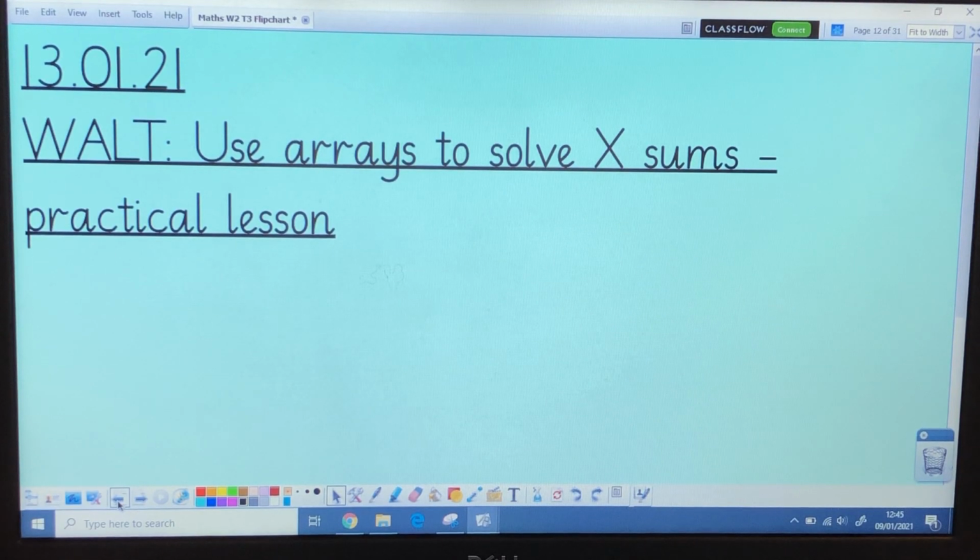Good morning, Year 2, and today for Wednesday's maths lesson we are going to be looking at solving multiplication sums using something called an array. This is mainly going to be a practical lesson today, but there are some questions on the slide if you feel you need some questions to answer and to challenge yourself a little bit further.